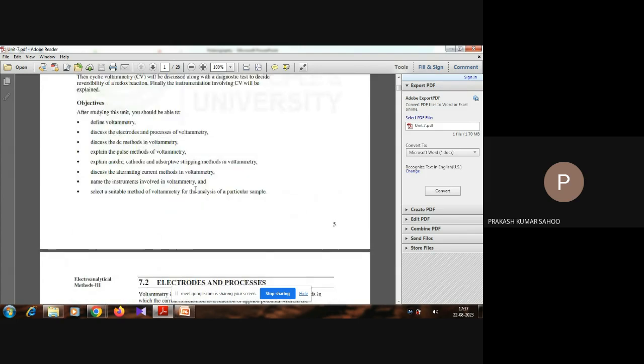So what are the objectives of this part. We have to define voltammetry, and we will discuss the electrode and processes of voltammetry, discuss the direct current method in voltammetry, explain the pulse methods, explain anodic, cathodic and adsorptive stripping methods, discuss the alternating current method in voltammetry, name the instruments involved in voltammetry, that is the instrumentation part, and what are the suitable methods for voltammetric analysis of a particular sample. So we will have a broad knowledge on voltammetry through this unit.